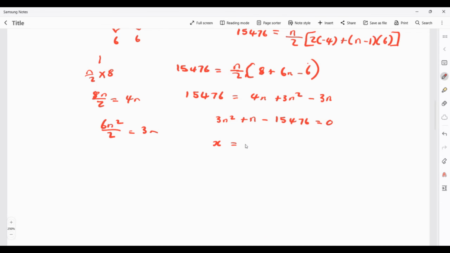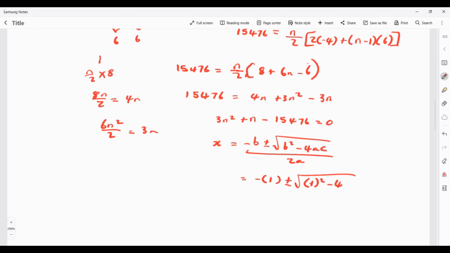x is equal to -b plus or minus the square root of b squared minus 4ac, all divided by 2a. So this means my b is actually 1, plus or minus the square root of what? What is b? 1 squared minus 4a. What is a? 3. And then what is my c? Negative 15,476. And then I close my brackets. And then I have 2 into 3.